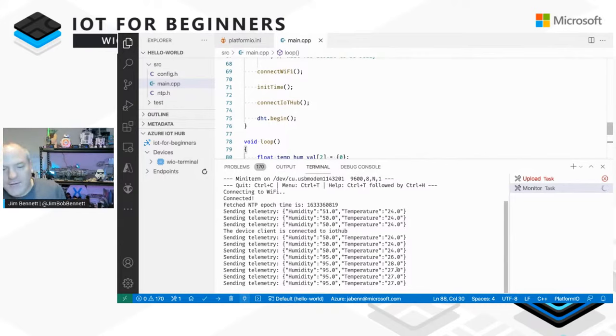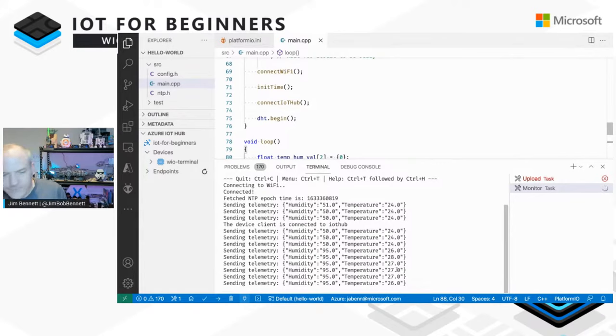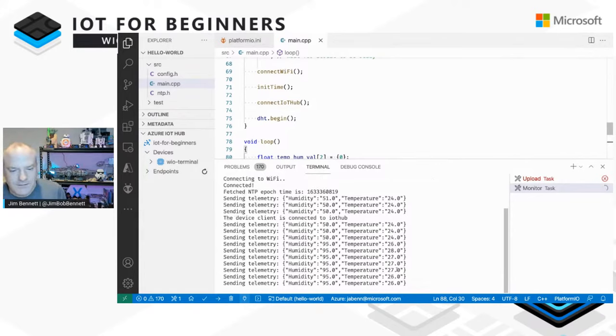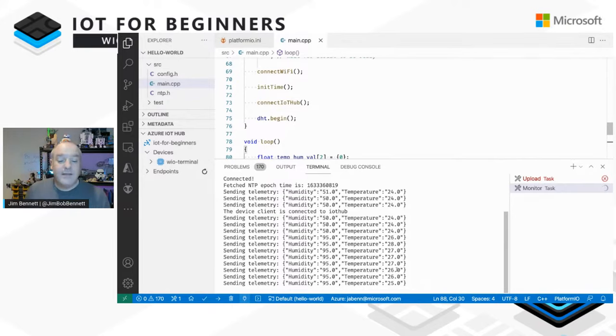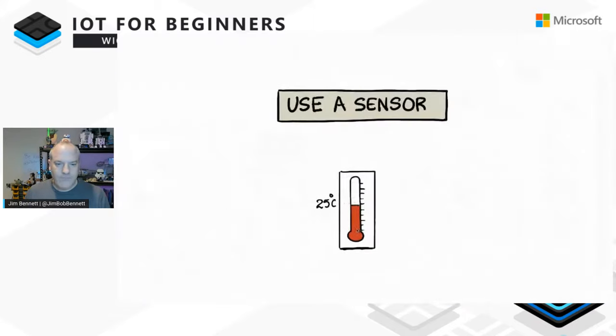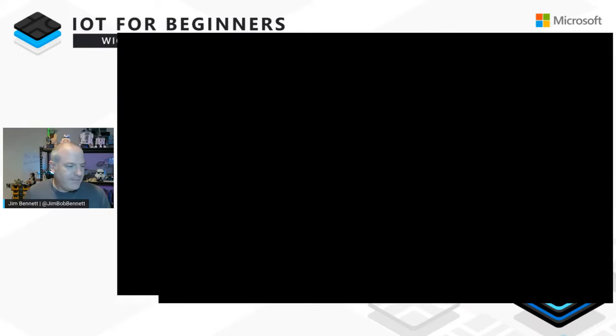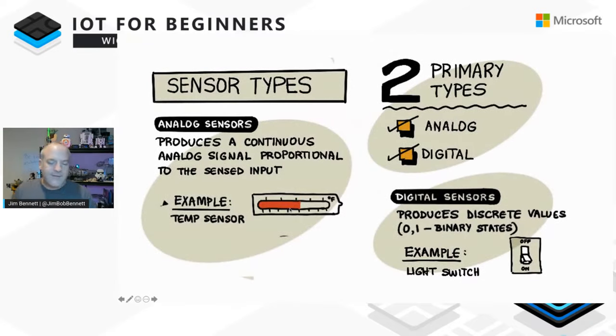If I just waft my hand over it to try and clear out the air, hopefully that humidity should eventually start to drop. Now, I guess it's got condensation inside it now, so that will eventually drop. So that's reading that humidity and temperature, and that's now being sent up to the cloud. So if we wanted to, we could then do something to process this. That's using the sensor. So we've seen a sensor in use.